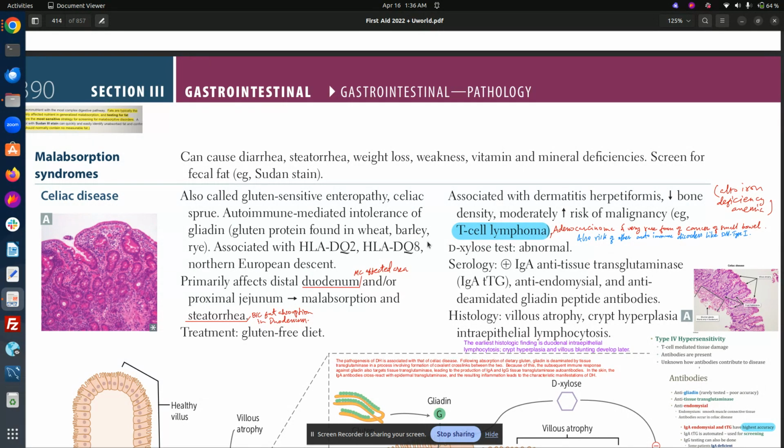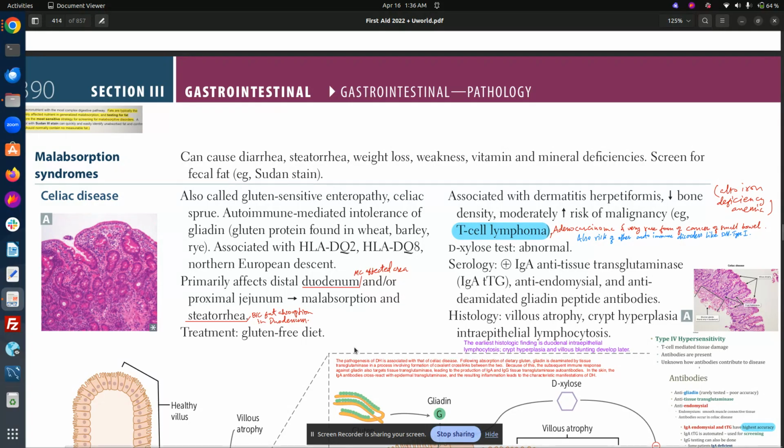Now, what test do we do in celiac disease? An important thing they ask in multiple choice questions is the type of antibodies we see in celiac disease. Three important antibodies which come positive are: number one, anti-tissue transglutaminase antibody. Second is anti-endomysial antibody, and the third is anti-gliadin antibody. These three antibodies come positive in celiac disease. The most common is anti-tissue transglutaminase antibody.